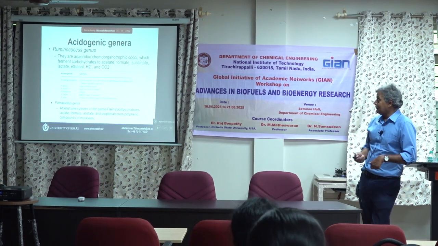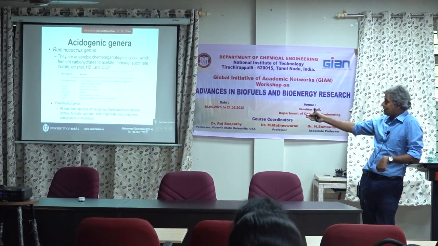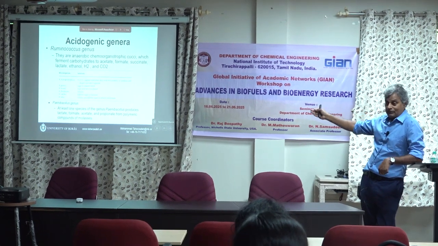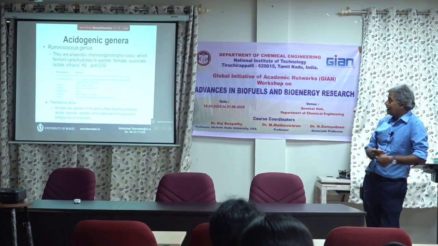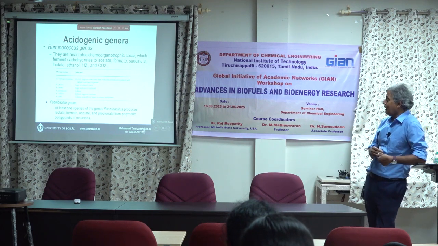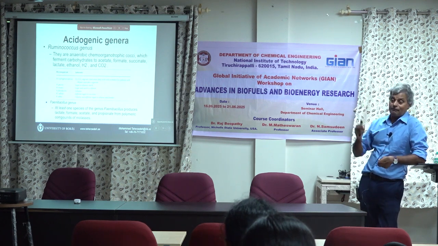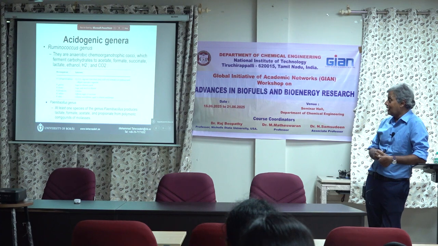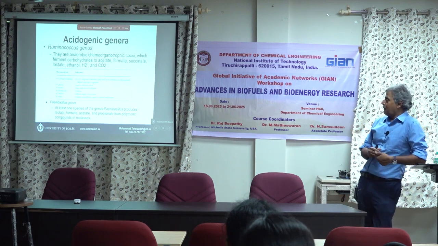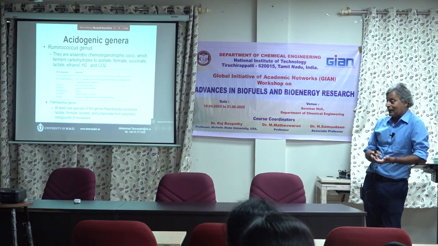Among acidogenic genera, the Ruminococcus genus is the one that dominates, and I have all the species listed here, and the preferred substrates are also listed here. They are generally anaerobic bacteria with a round shape, called cocci, and they ferment carbohydrates to acetate, formate, succinate, lactate, everything I gave in the previous slide. That's what they make. And then another group is the Paenibacillus genus, which produces lactic acid, acetic acid and propionic acid. So all the bacterial names and what they do are listed here.